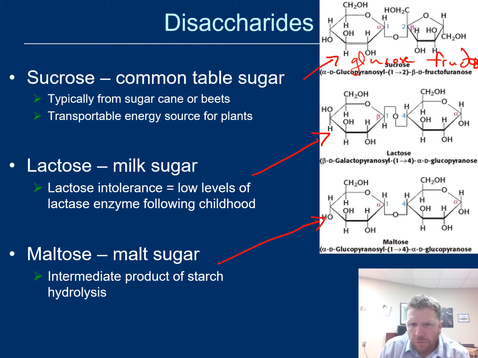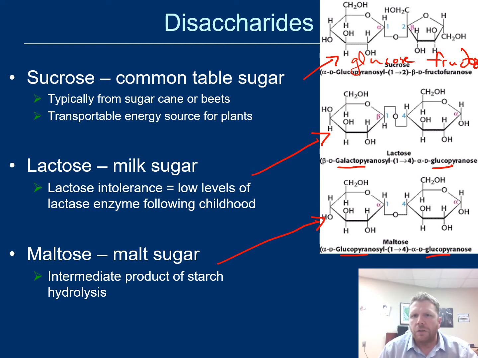Lactose is a disaccharide between galactose and glucose. Maltose is 2 glucose subunits. Now, what makes these sugars different from one another is that the linkages that exist between them vary a little bit.